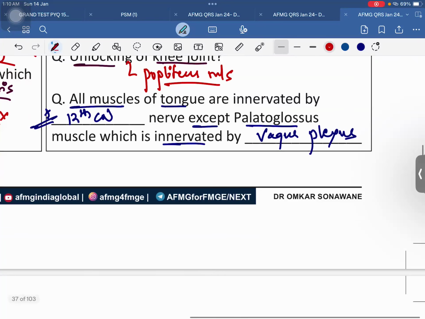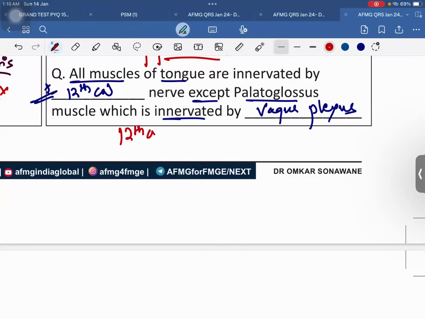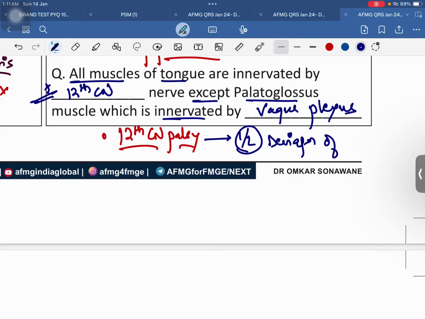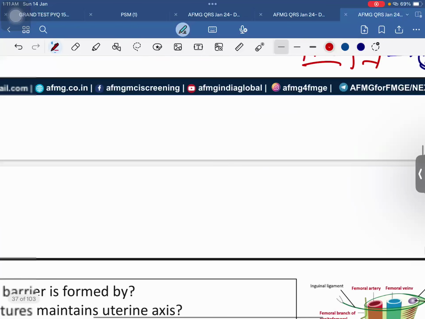by the vagus plexus. Important is, whenever there is a 12th cranial nerve or hypoglossal nerve palsy, beta, in that condition, please remember one thing. The patient will have ipsilateral deviation of the tongue. What do I mean by this? Whenever there is a 12th nerve palsy, the tongue will be deviated to the same side of the injury. That means if there is a right-sided hypoglossal nerve palsy, the tongue will be deviated towards the right side itself, beta. Okay, so the same-sided palsy, the same-sided deviation will be there.